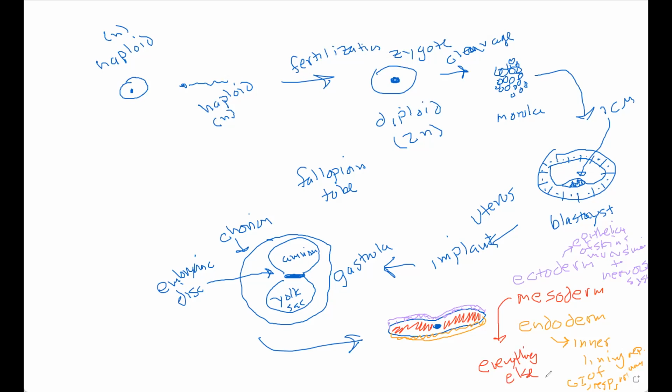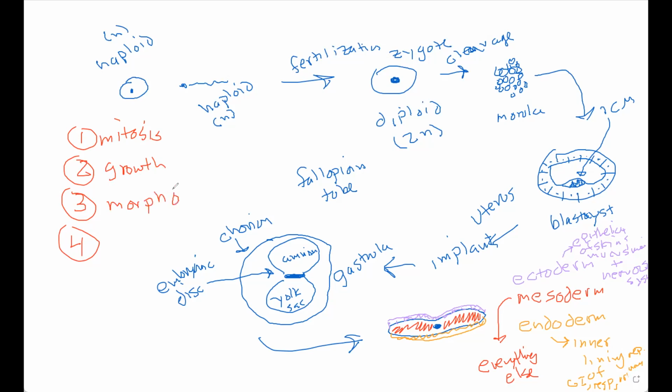Okay. How does that happen? Well, there's 3 processes. Well, 4. Okay. One is mitosis. Another is growth. Another is morphogenetic movement. And then finally, we have differentiation. Now, the overall process is called development.